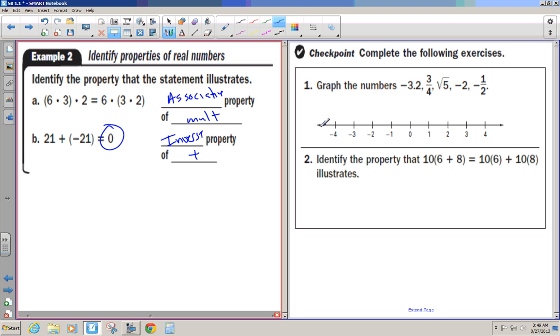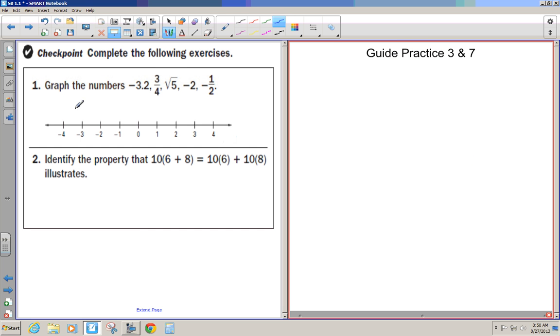So, there's a checkpoint. I'm going to do it for you, but you still need to try the guided practice. Let's figure some of this out. 3/4 is 0.75. The square root of 5 is between 4 and 9, so it's going to be 2.2.